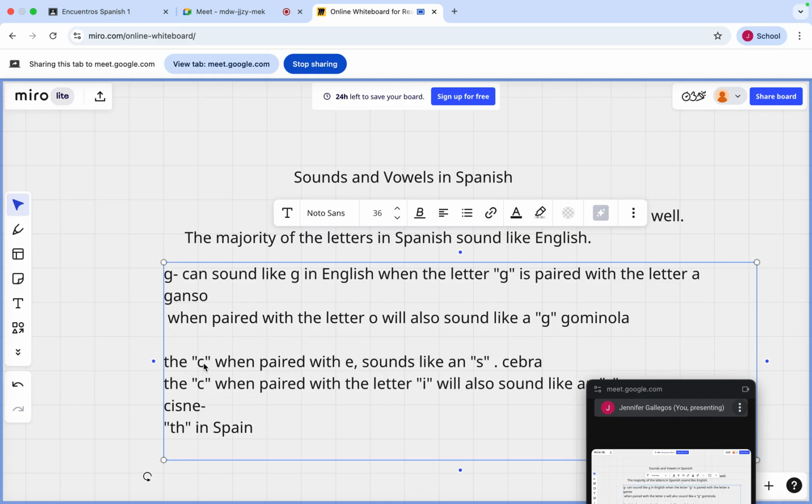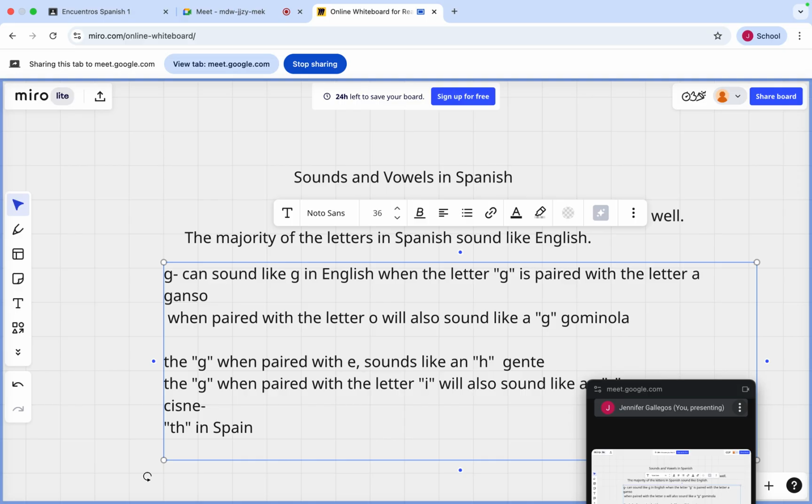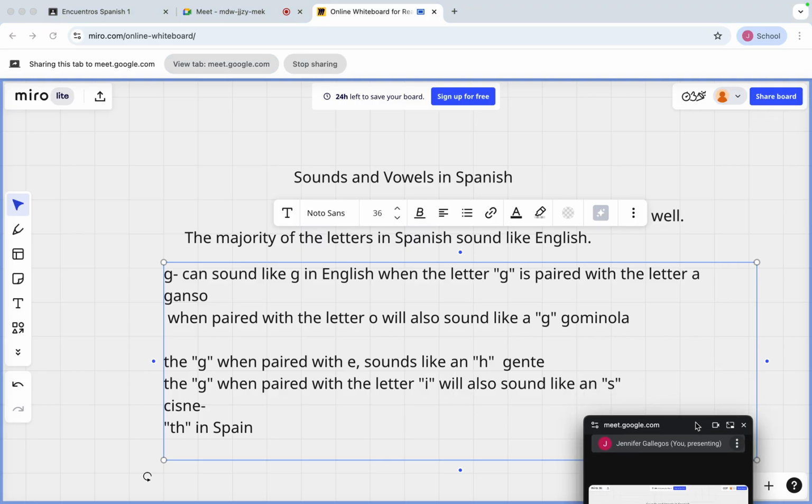And then going down to when the letter G is paired with the letter E, it's going to sound like an H. So let's look at this word here. It is not pronounced gente. It's pronounced gente. So G when paired with an E sounds like an H. The G when paired with the letter I will also sound like the letter H.